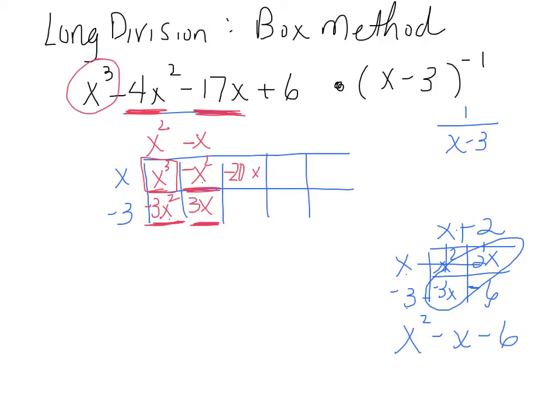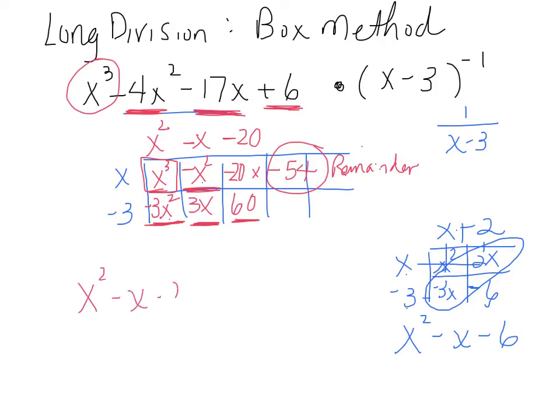And you ask yourself again, x times what is negative 20x? And that would be negative 20. Negative 20 to get this box times negative 3 is a positive 60. All right? But my final term in my polynomial that I need to get is 6, not 60. So I'm going to have to subtract 54 off of that, and that is my remainder. So just like in the previous problem, x minus 3 times x squared minus x minus 20 plus negative 54 over x minus 3.